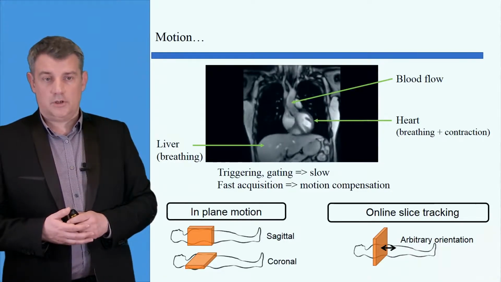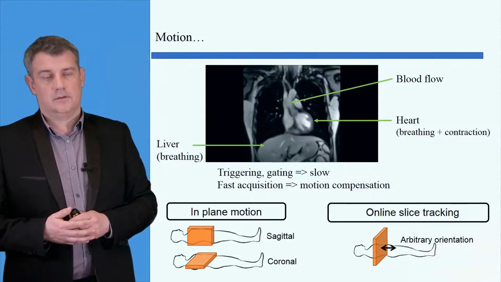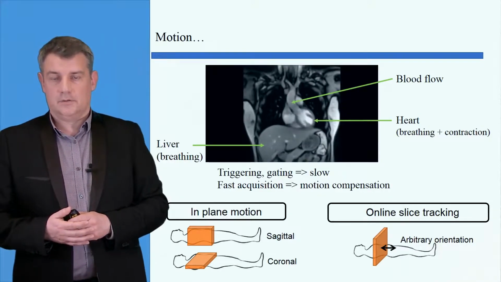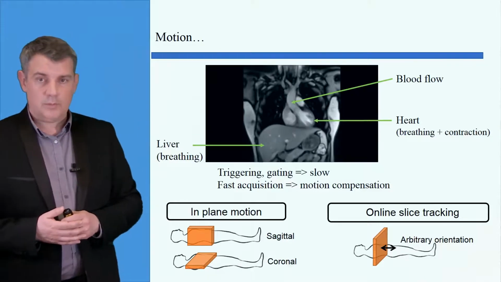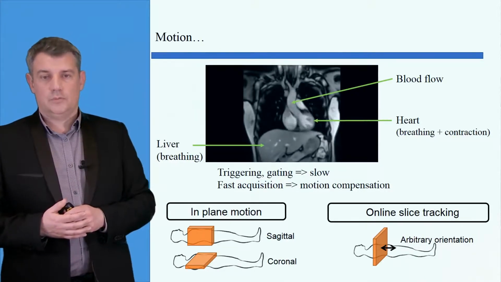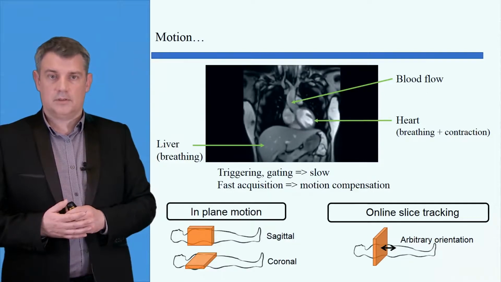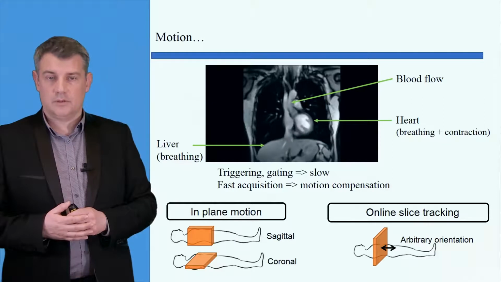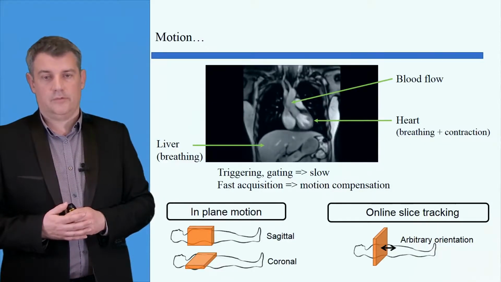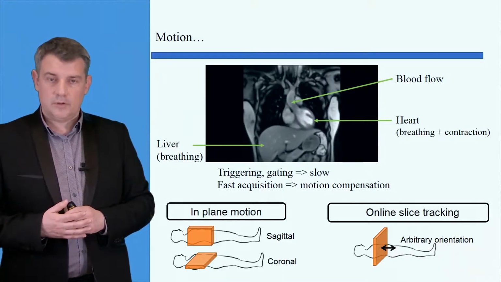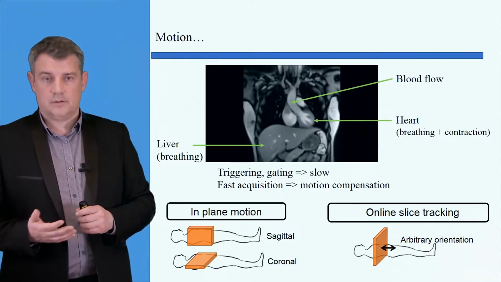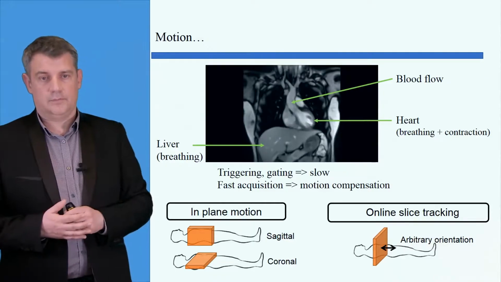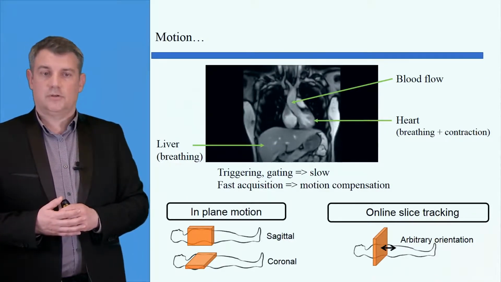The heart is a combination of the breathing activity and the cardiac contraction, but you have also the motion of the blood inside the arteries and vessels. One method to compensate for motion would be to use triggering or gating, but this is very slow, and this is in fact not very practical for monitoring MRI in real time. So the other option is to use very fast acquisition, much faster than the typical duration of this biological phenomenon, and then to use motion compensation techniques.